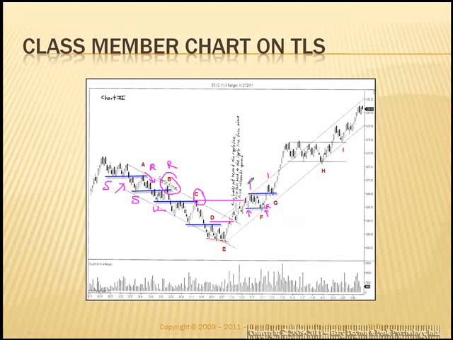We can draw what had been resistance, should now be support. It holds here very nicely, then rockets up. We can draw that horizontal. Notice that even though we are overbought here, we work that off by going sideways. And if we drew a trend line in here, we would see that we are going sideways, just coming back onto this support level, this resistance level, which now should be support, which it does, and we would expect to hold in here.